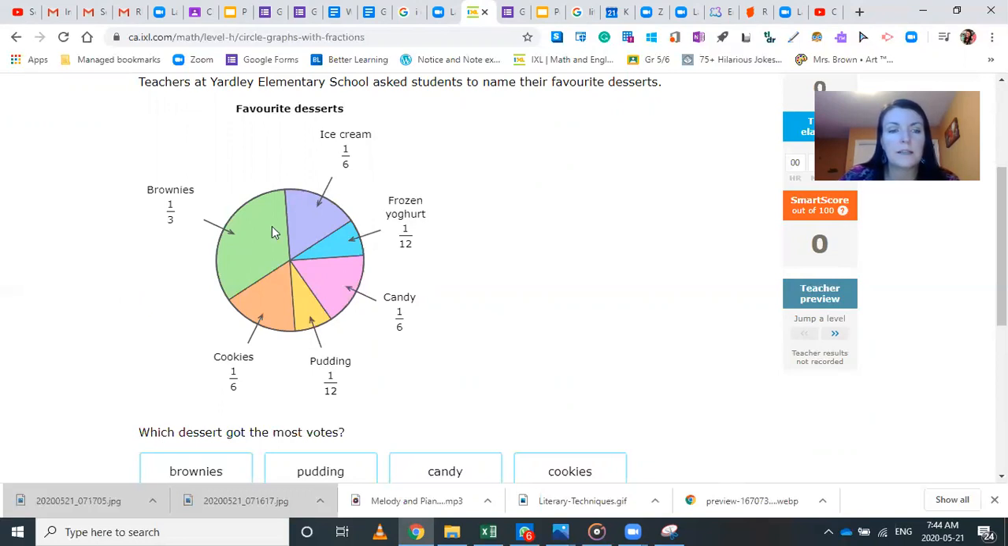Each section is colored a different color so that you can easily see the different segments. It's like a big pizza. Can you imagine like somebody took that much pizza and somebody took that much pizza, right? So that's how it's kind of divided up.